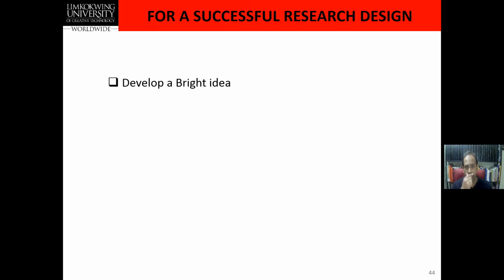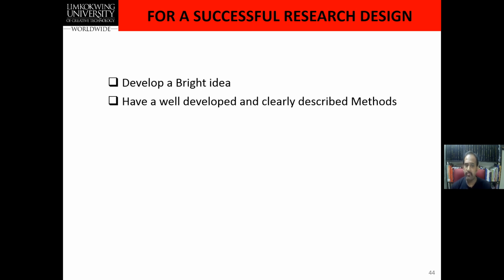Lastly, we have a few tips for a successful research design. Have a very bright idea, and have well developed and clearly described methods. Methods means which method you are doing: quanti, quali, or mixed method, or your study design, your research design. Have a very clear understanding of these methods, and then perform appropriate data analysis.